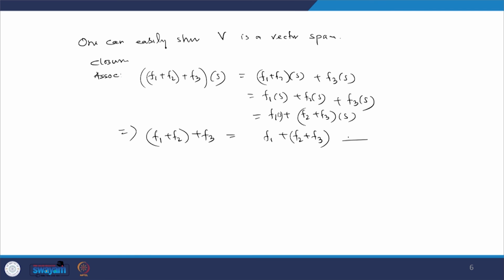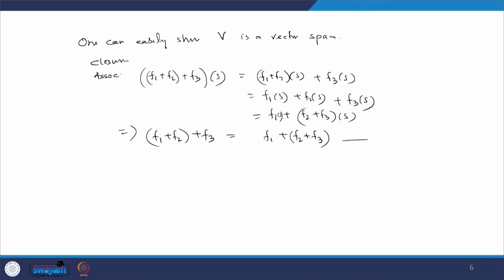What about the 0 element? The 0 function itself is the 0 element. What about the inverse? If f1 is there, I can say minus f1 is also there. So, f1 plus minus f1 is the 0 function, and since it is defined over the real line, which is abelian, the commutative property also holds good for this set capital V.